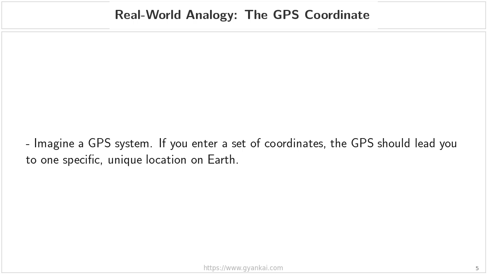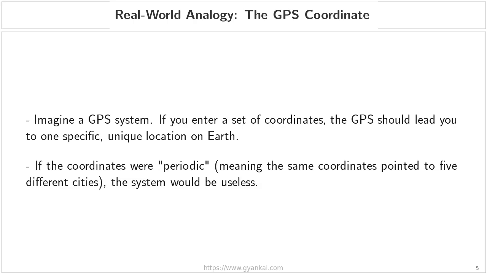on Earth. Think about how confusing it would be if those coordinates were periodic, meaning if the same set of numbers pointed to 5 different cities across the globe. In such a case, the system would be completely useless because it wouldn't provide a definitive, single destination.